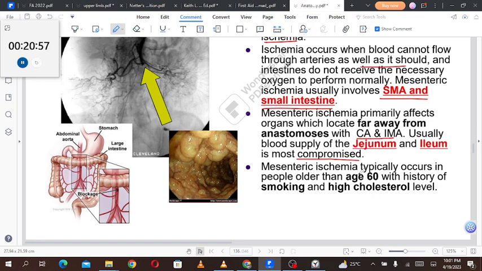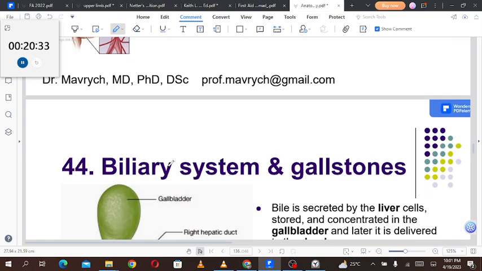There is a lot of absorption going on in these regions, so the blood supply of the jejunum and ileum is most commonly compromised. Mesenteric ischemia typically occurs in people older than age 60 with a history of smoking and high cholesterol level. So this is the stomach and large intestine and abdominal aorta, and if there is obstruction in the abdominal aorta, there will be ischemia of the ileum and jejunum definitely, because the celiac artery and inferior mesenteric artery will be blocked.